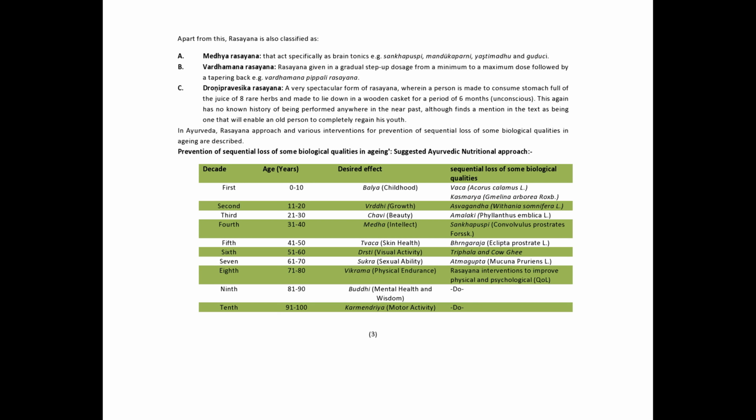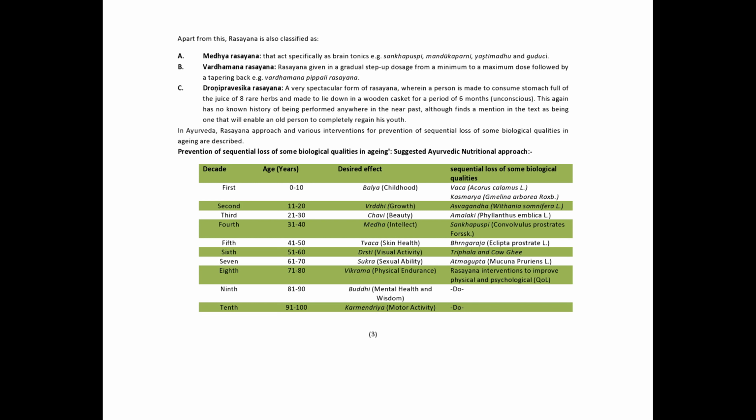C. Dronipraveshika Rasayana. A very spectacular form of Rasayana, wherein a person is made to consume a stomach full of the juice of 8 rare herbs and made to lie down in a wooden casket for a period of 6 months, unconscious. This again has no known history of being performed anywhere in the near past, although it finds a mention in the text as being one that will enable an old person to completely regain his youth.